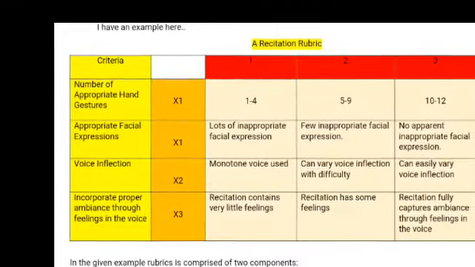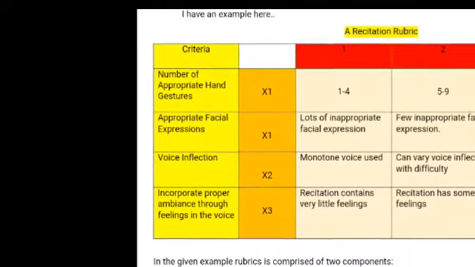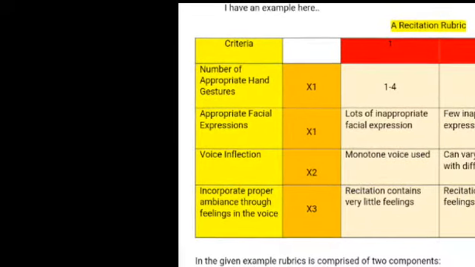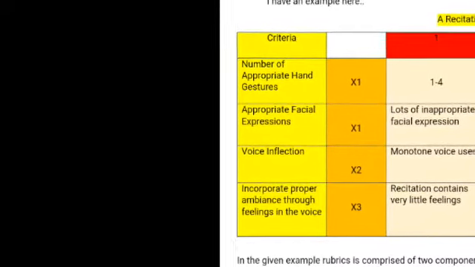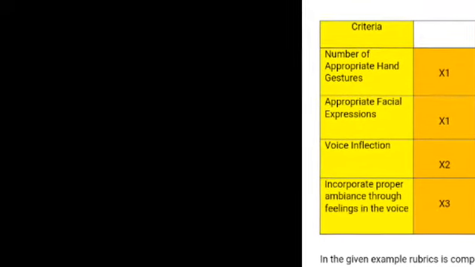Criteria are listed in the left-hand column in the illustrated rubric: number of hand gestures, appropriate facial features, voice inflection, and the ambience. Each rubric has at least two criteria and two levels of performance.